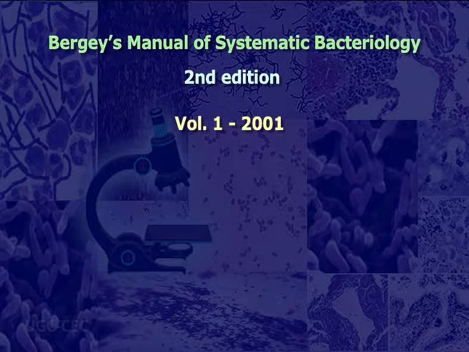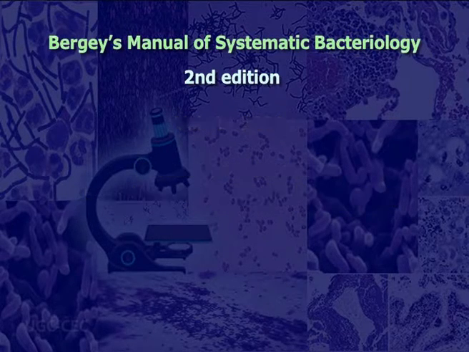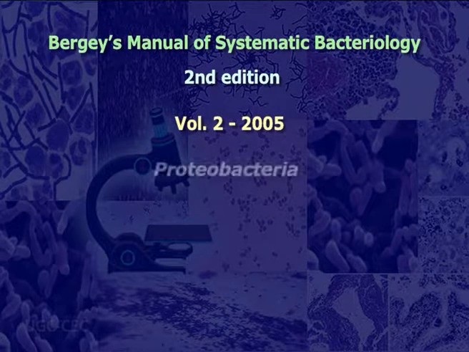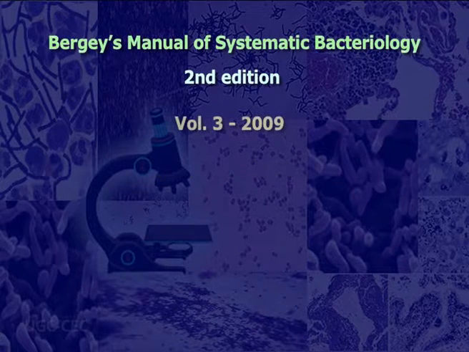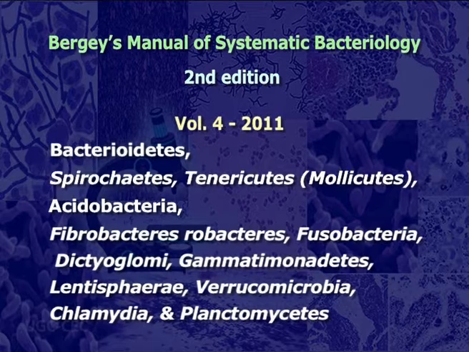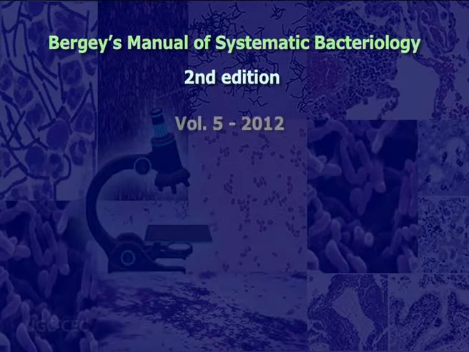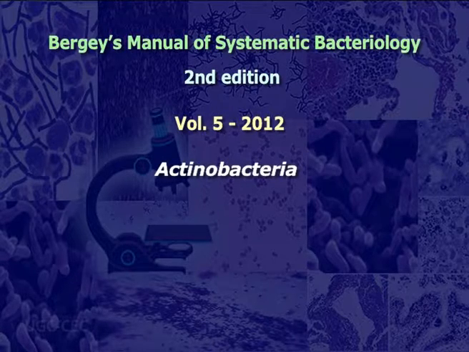In the year 2001, volume 1 was published, which describes the archaea and deeply branching and phototrophic bacteria. Volume 2, published in 2005, classifies the proteobacteria in 3 parts. In 2009, volume 3 was published, which detailed the firmicutes, the bacteroidetes, spirochetes, tenericutes, that is mollicutes, acidobacteria, fibrobacteres, fusobacteria, dictyoglomi, gemmatimonadetes, lentisphaerae, Verrucomicrobia, Chlamydia and Planctomycetes are included in volume 4 that was published in 2011. Volume 5 included the Actinobacteria, which was published in the year 2012.